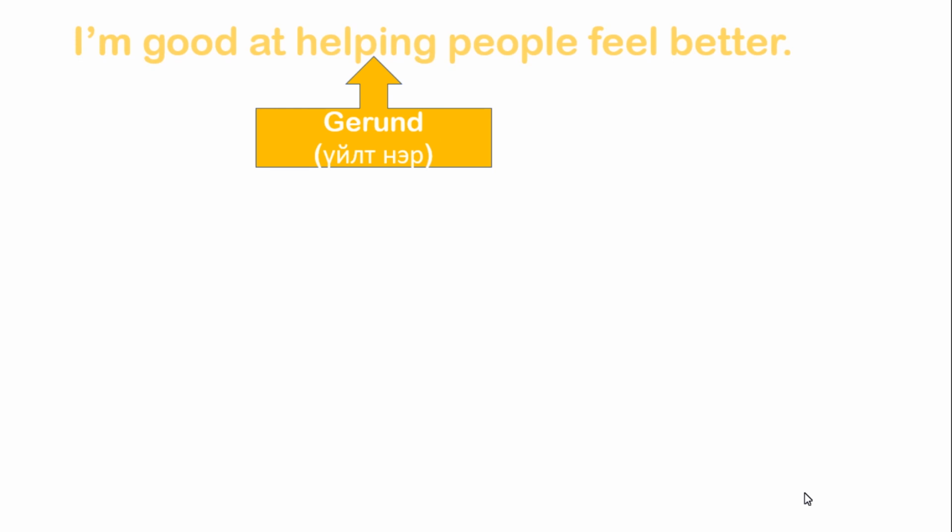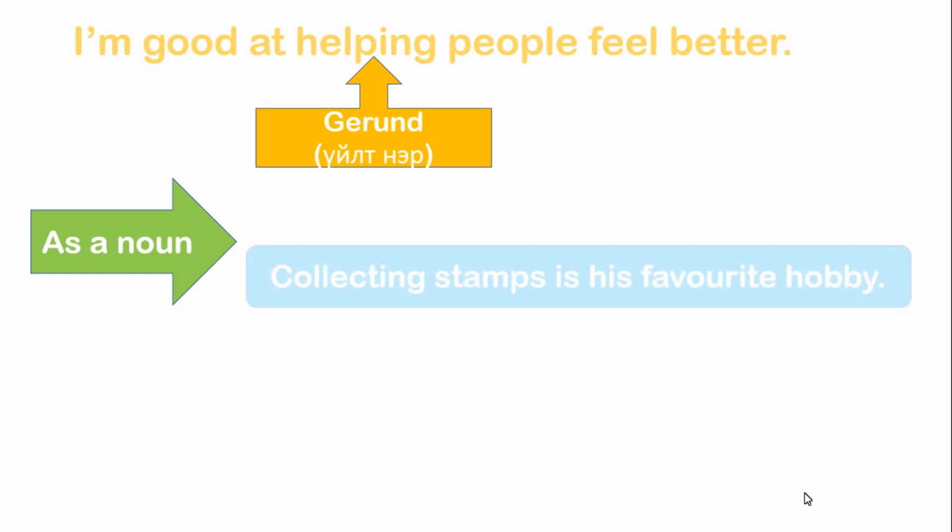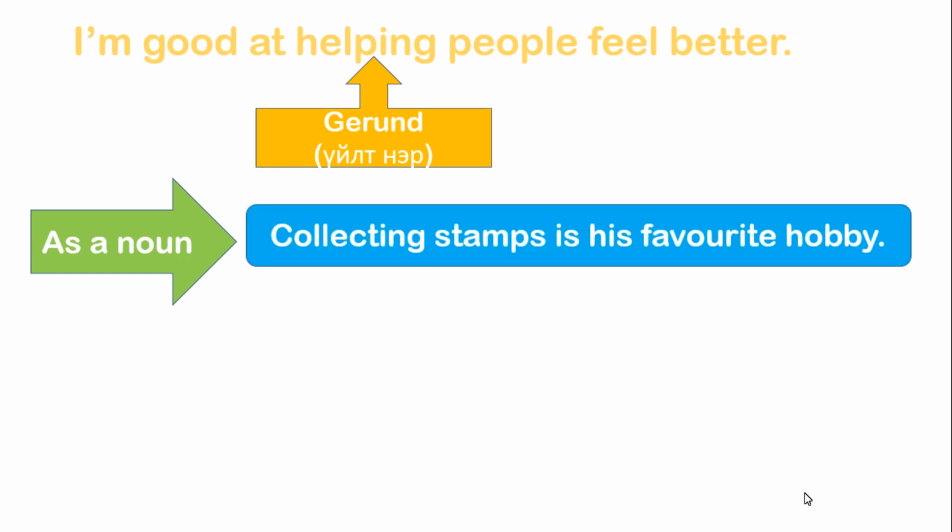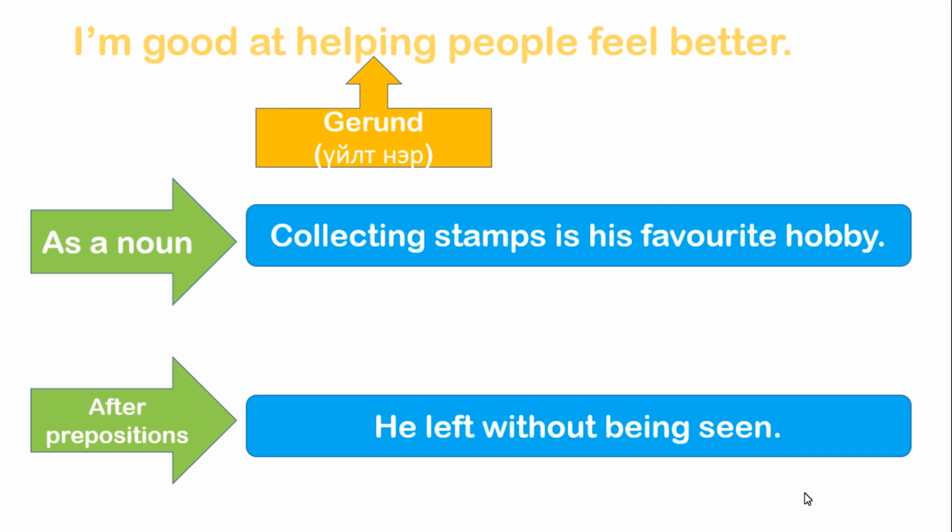Okay, helping is a gerund. So we are going to learn how to use a gerund in sentences. A gerund is used as a noun. For example, collecting stamps is his favorite hobby. We use a gerund after prepositions. For example, he left without being seen.